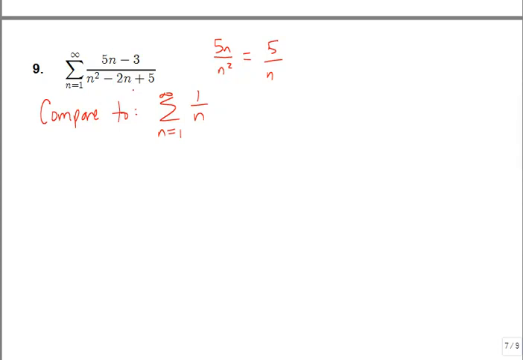So what do we know about the sum from 1 to infinity of 1 over n? We know that it diverges because it's the harmonic series, p-series with p equal to 1. So it would be very difficult to establish that term by term comparison for these because you have such a mess with this unknown function.